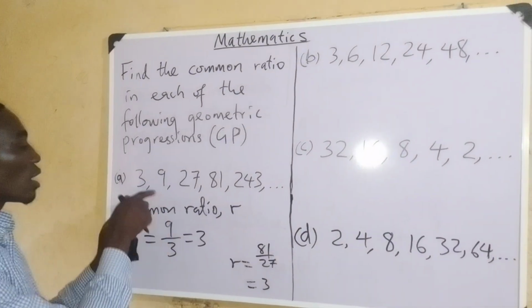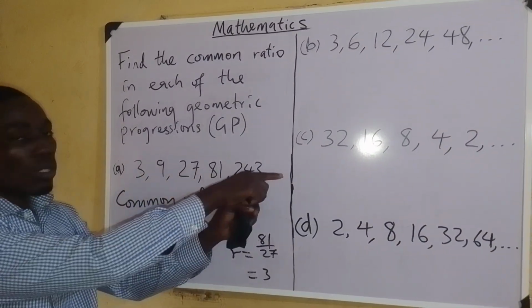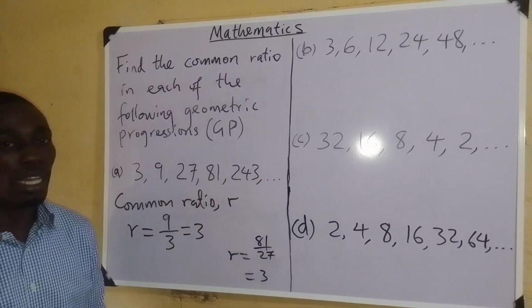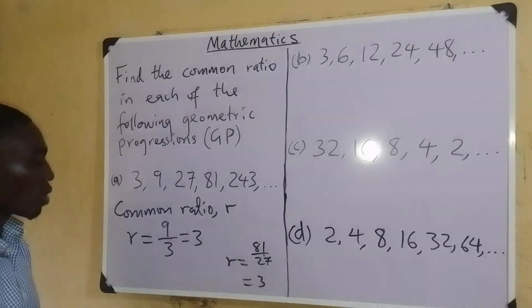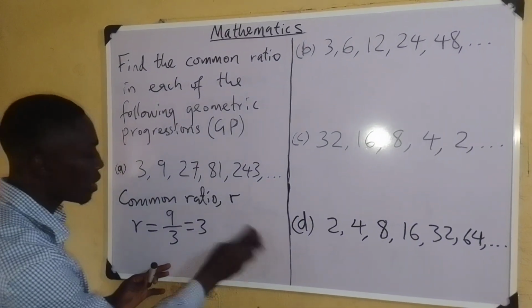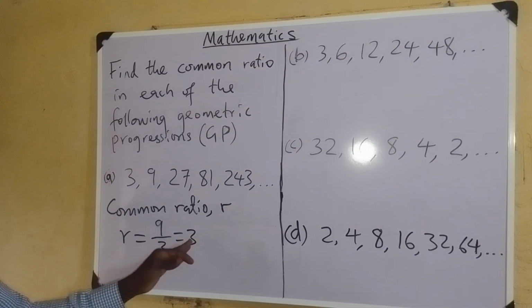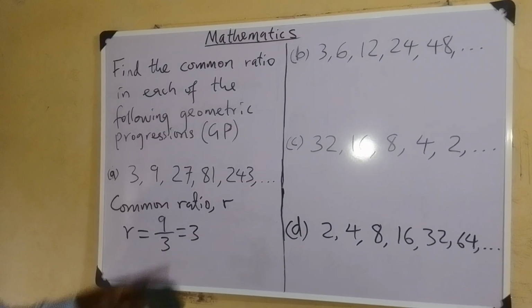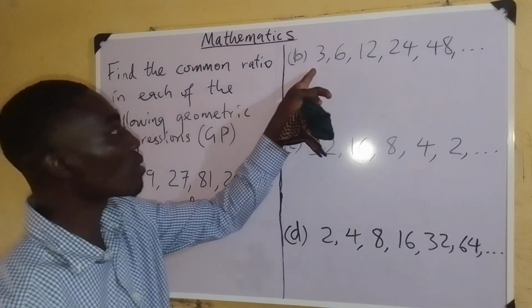And that is the reason why it's called the common ratio, because it is a ratio common to all the members of that geometric progression. And that is okay. So the answer for this one is simply 3.